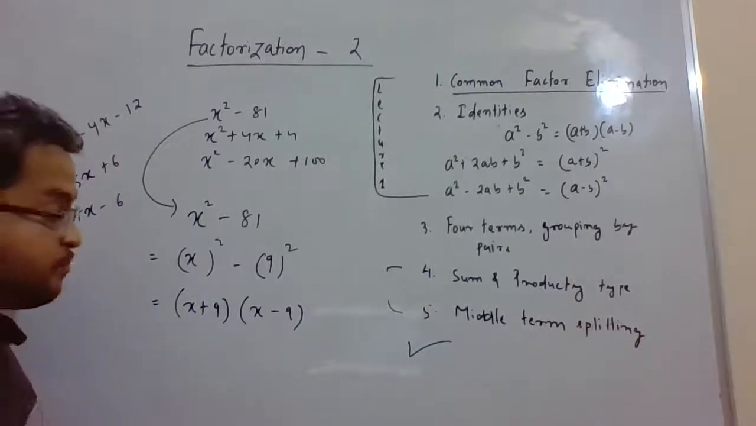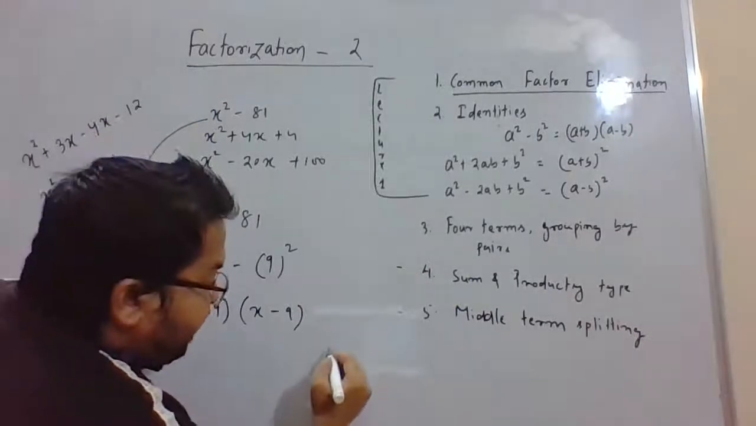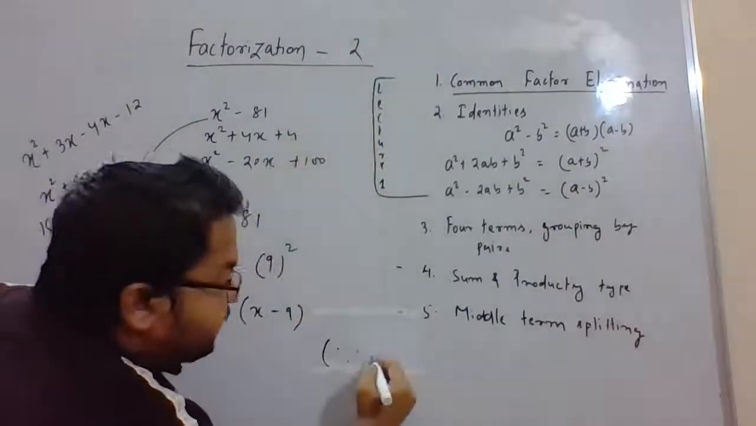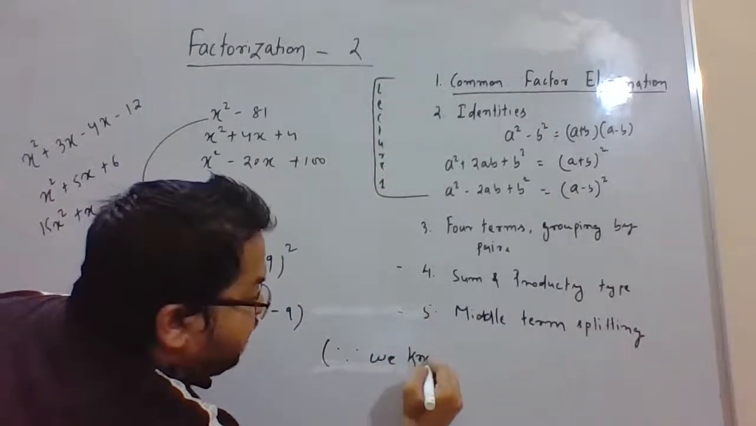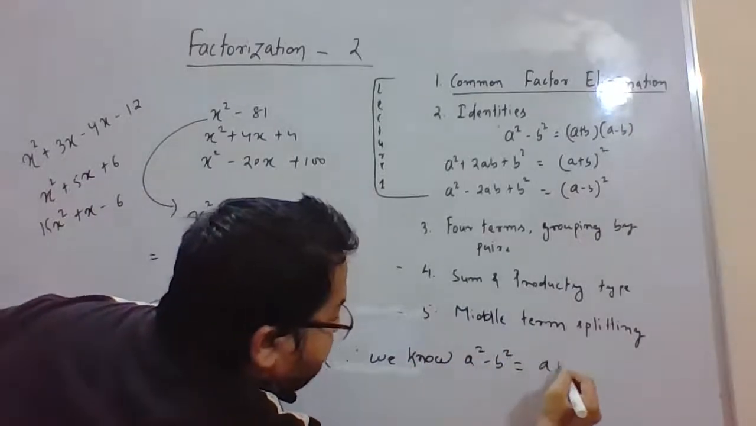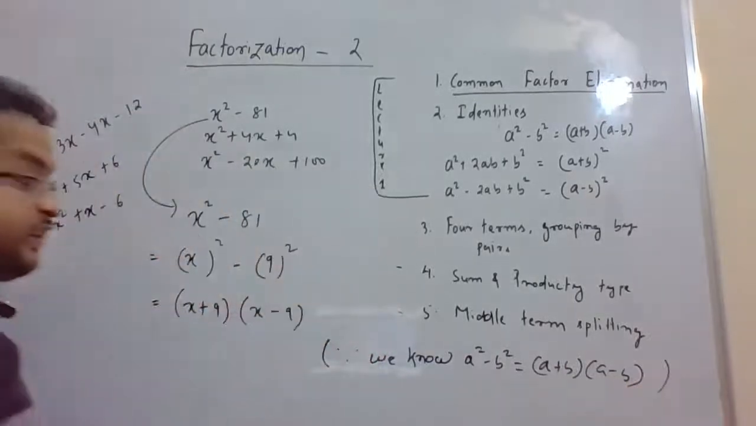And I would recommend you to get into this habit that you should always write, because of that identity, because we know a squared minus b squared equals a plus b into a minus b. Write this identity again.